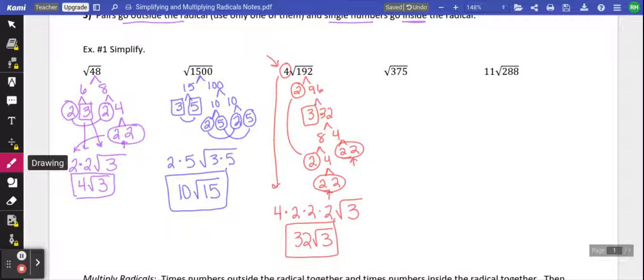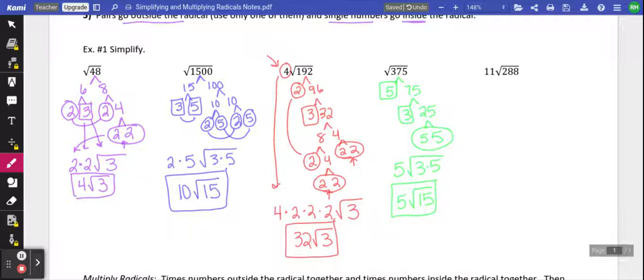Let's go to our next one. 375. I'm going to use 5 and 75. 75 will be 3 and 25. And 25 will be 5 and 5. Pair of 5s, a leftover 3, a leftover 5. So out front is 5 for my pair. Then underneath, a 3 and a 5. So my answer is 5 times the square root of 15. Okay, last one like this.